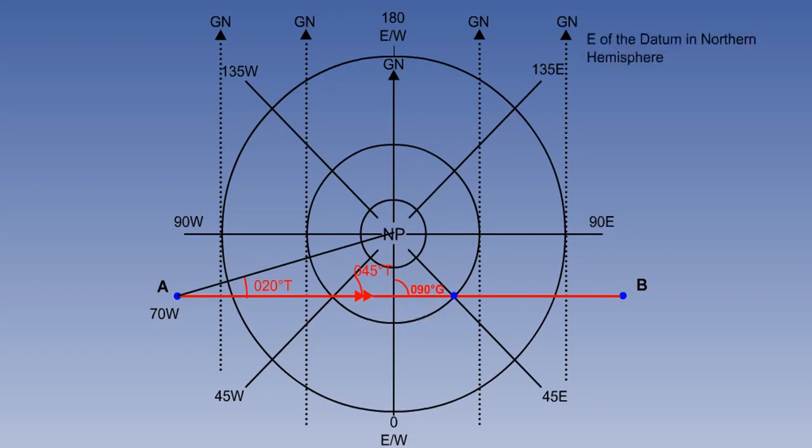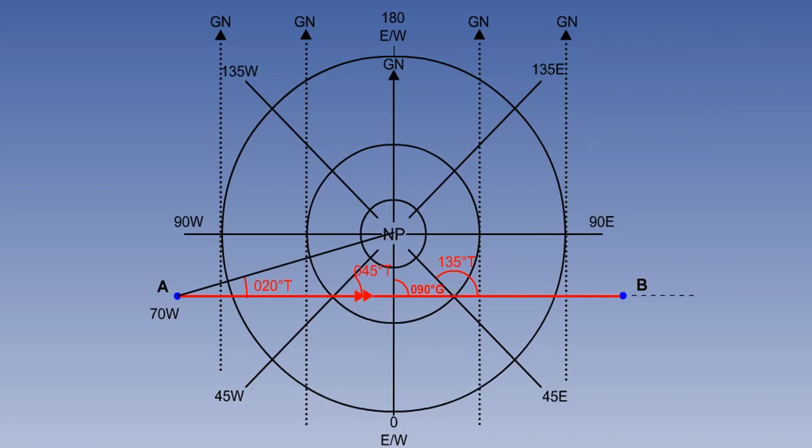As we get to 45 east, we are now east of the datum in the northern hemisphere. Therefore, convergence is west. Convergence west, true best. The true track will be 45 degrees more than the grid. 090 grid plus 45 degrees gives us a true track of 135.